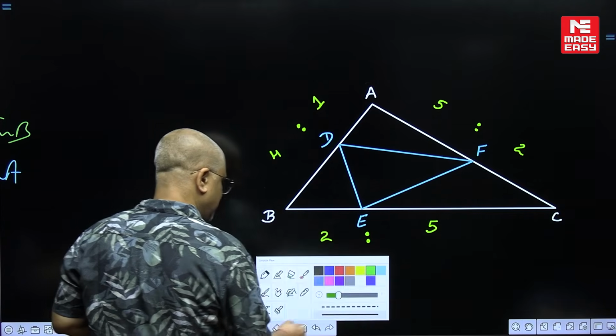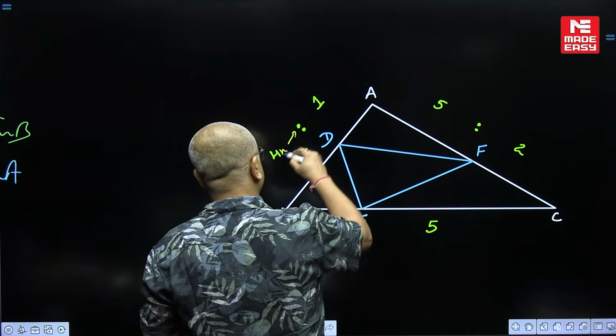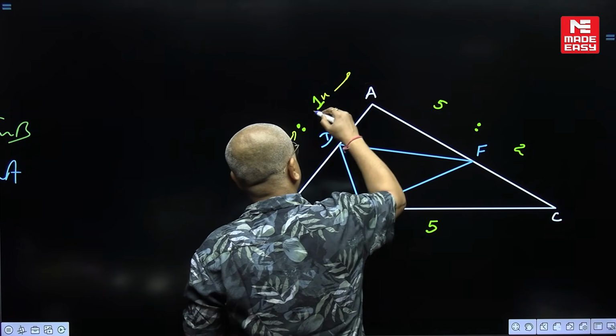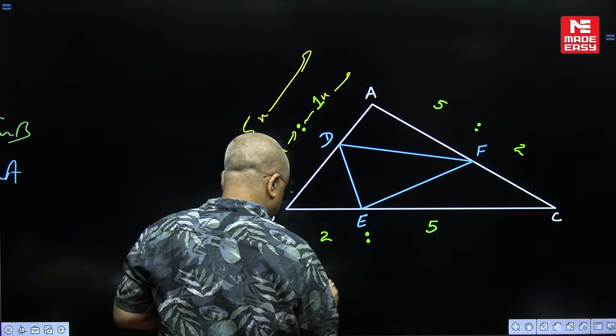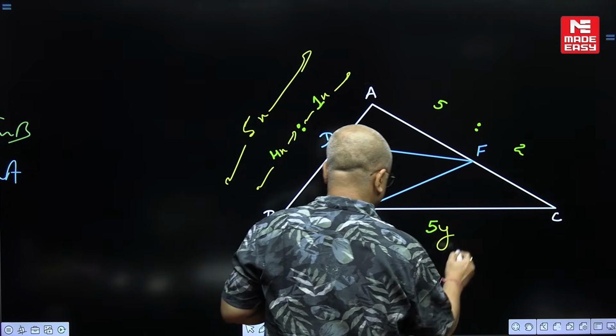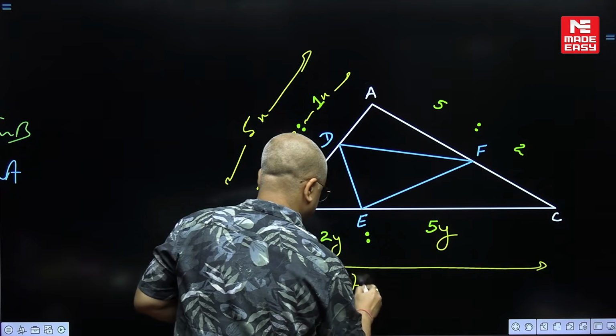Let's see. Say this is equal to, for a while, let me take it as 4x and this is equal to x. So this complete side will eventually become 5x. And let this be equal to 2y, and this 5y, because it was the ratio, and then the complete side will become 7y.